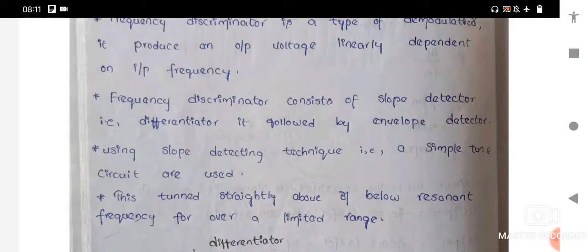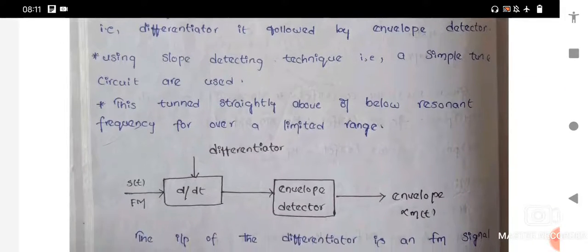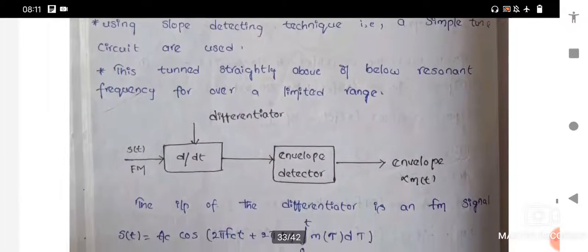In this slope detection technique, simple tuned circuits are used. This is tuned slightly above or below the resonant frequency for a limited range. A tuned circuit is nothing but the tuning process, and the tuning process works above or below the resonant frequency for a limited range.